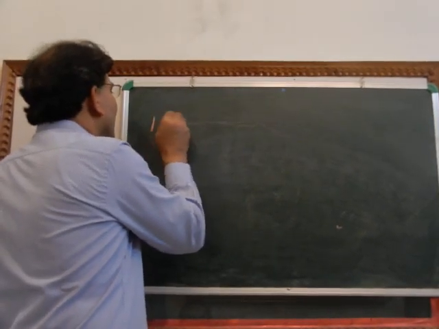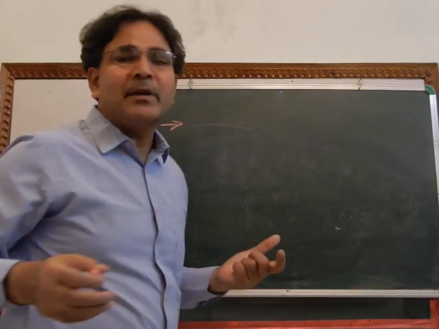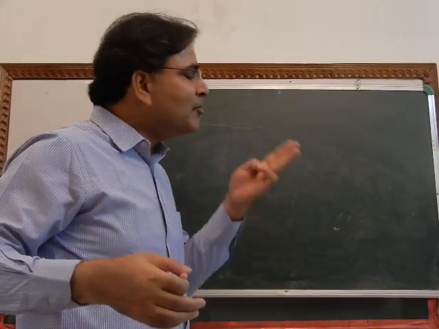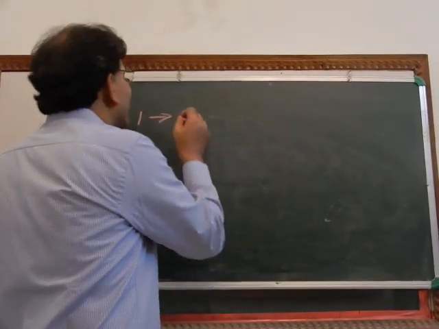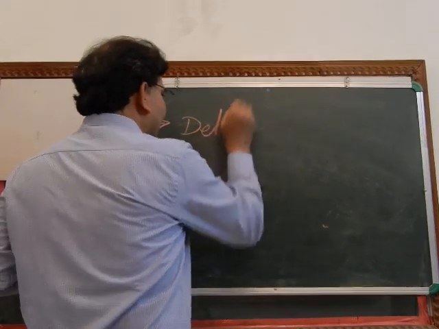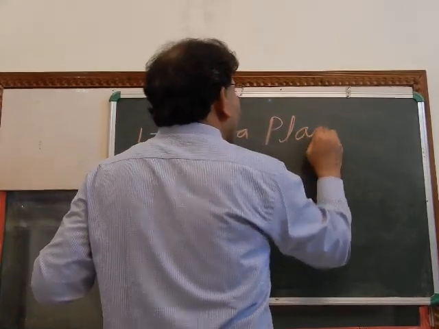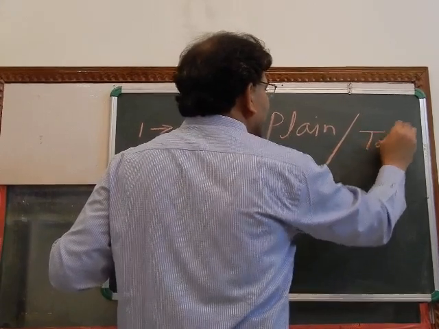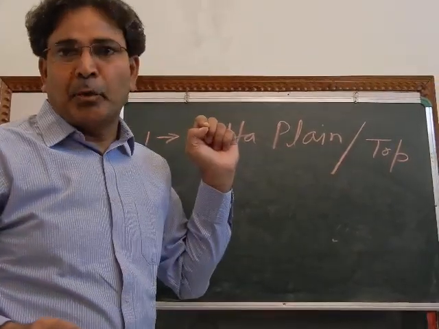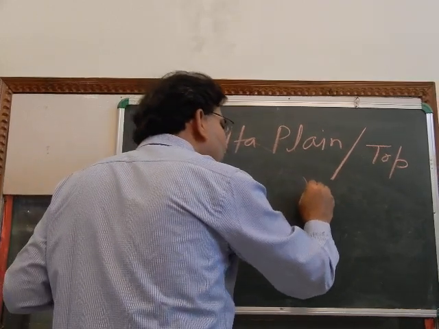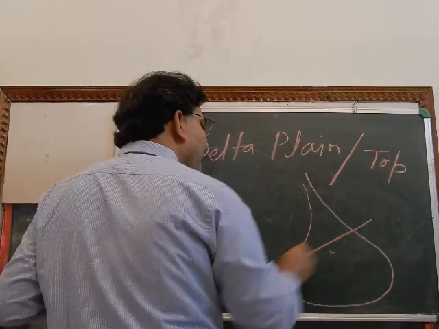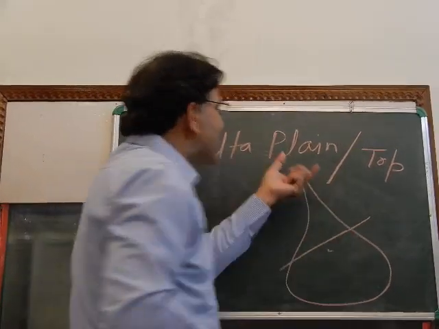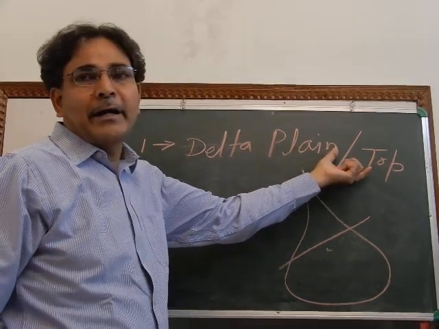Generally, any delta can be classified into a number of sub-environments, but generally three are important: top set, foreset, and bottom set. The top set of a delta is known as the delta plane. This is the top set, delta plane or delta top. This is subaerially exposed. If this is a delta, then this upper part, which is subaerially exposed, is known as the delta plane or delta top.